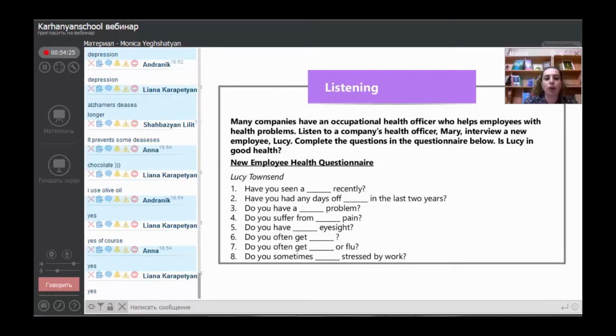Okay, now I want you to read the thing that is written in bold. Many companies have an occupational health officer. Then we will listen to a track. Be careful, instead of gaps, we're going to write down some words. Please quickly write these sentences, the introduction that is written in bold. Then be careful, we are going to listen to a part that then we're going to fill in the gaps.